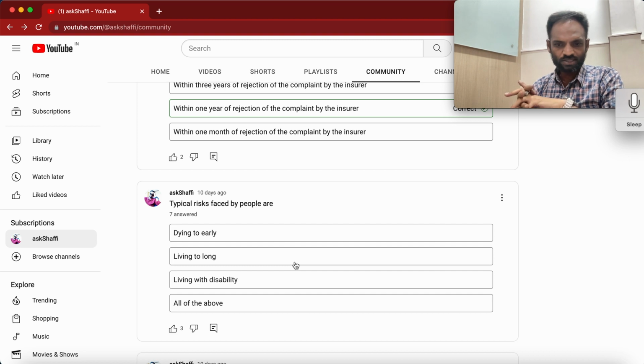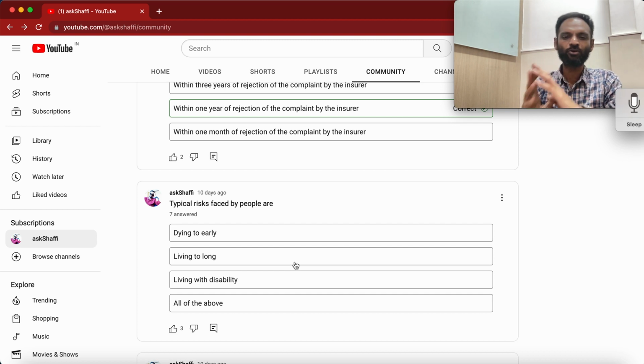So, typical risks faced by people. As far as human life is concerned, there are 3 risks: the risk of dying too early, the risk of living too long, and the risk of living with disability. So all the risks are typical risks faced by any human life. So the typical risks faced by people are dying too early, living too long, living with disability, and all of the above is the correct answer.